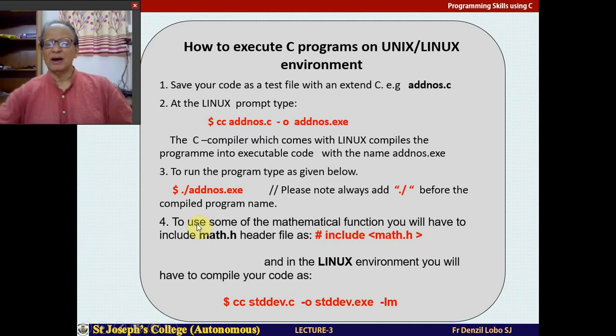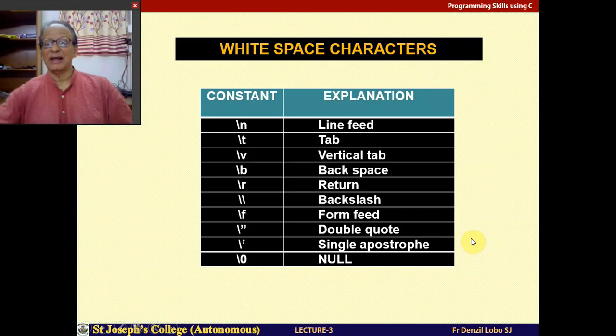And one more case: where you are using sqrt, you have to include math.h, and while compiling in Linux, in the case of standard deviation.c, you have to say cc standard deviation.c -o standard deviation.exe -lm. If you don't write -lm, it will not compile. Please remember, first include math.h and then use -lm.